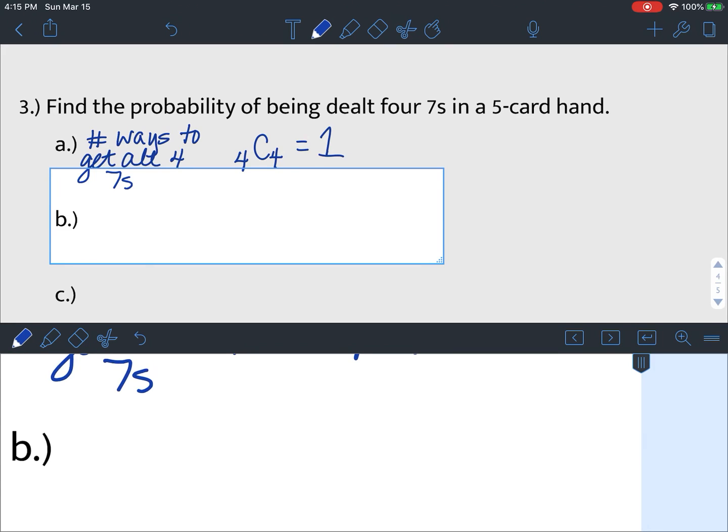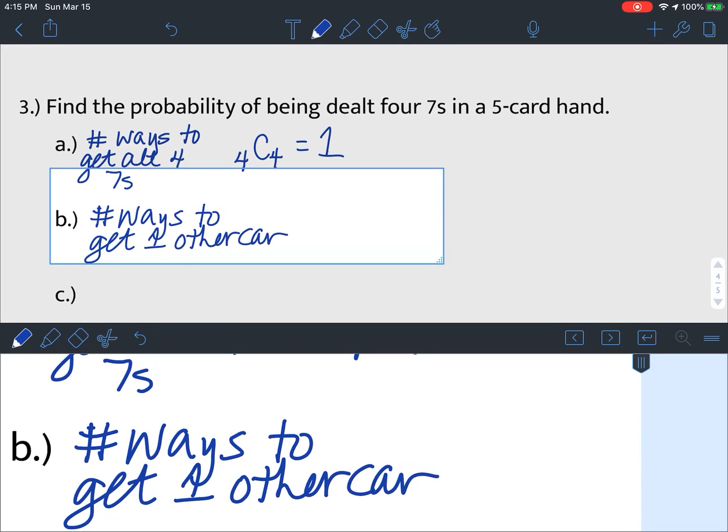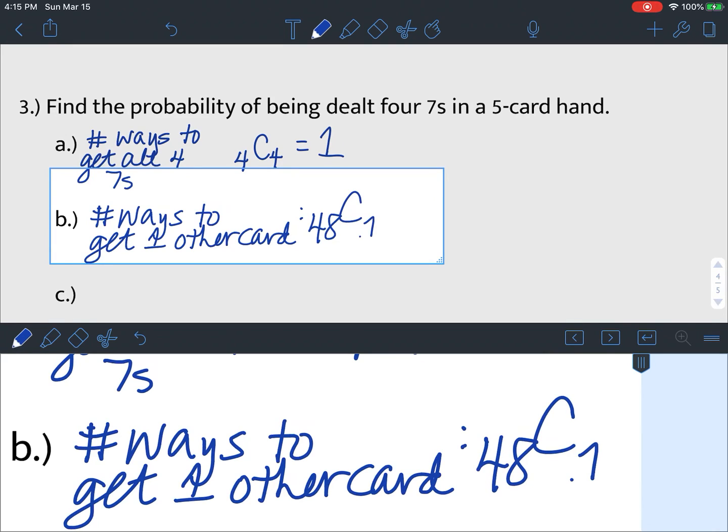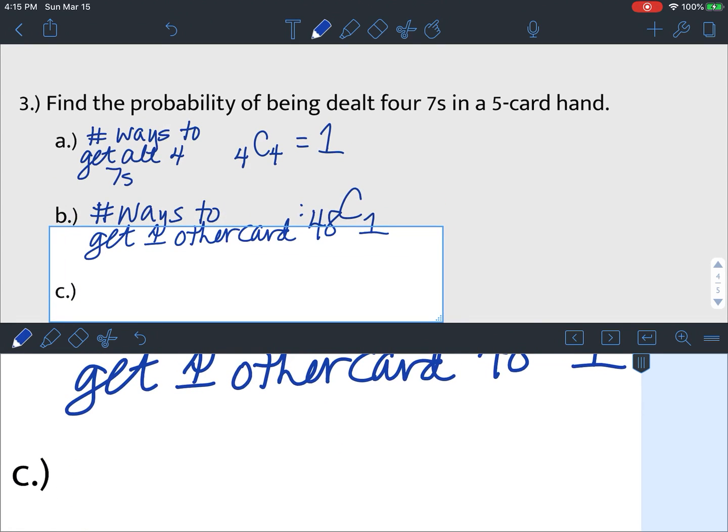B. So how many more cards do we need for the 5-card hand? We only need 1 other card. So this is going to be the number of ways to get 1 other card. There are 48 cards left, though, remember, because the 5th card can't be a 7. So that's going to be 48C1. And that's going to be 48, I believe.